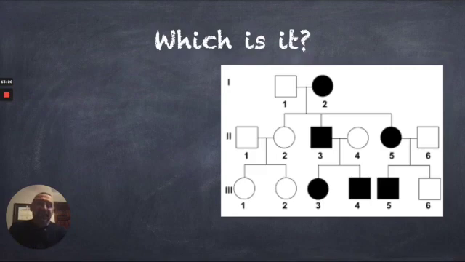So take a look at this pedigree. I notice in this pedigree that the trait shows up in every generation, which means it's probably dominant. The next thing I need to decide, is it autosomal or is it sex-linked? So again, I see that there's 3 males that have it, 3 females that have it, which probably means it's autosomal. So in this case, autosomal dominant.